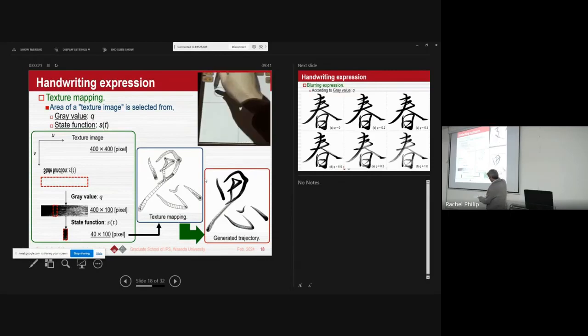Pressure is the depth of the pushing of the brush on the surface. If the brush is pushed, this part is selected here, but for the lighter part, the higher part makes this part. So the state function decides which part is selected to fill this square. By the combination of this, this kind of blur expression can be realized.